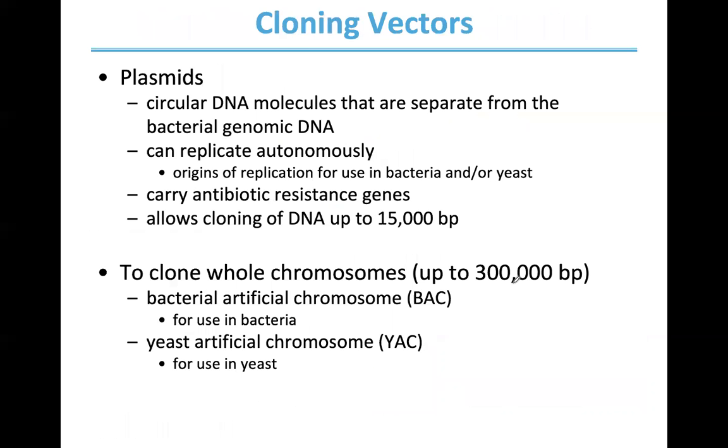All right, so these cloning vectors that we just talked about are basically plasmids, circular DNA molecules that can replicate autonomously, right? They allow for cloning of DNA up to 15,000 base pairs. Now, we'll talk about bacterial artificial chromosomes and yeast artificial chromosomes in a moment. These are utilized to clone much longer pieces of DNA, up to 300,000 base pairs.